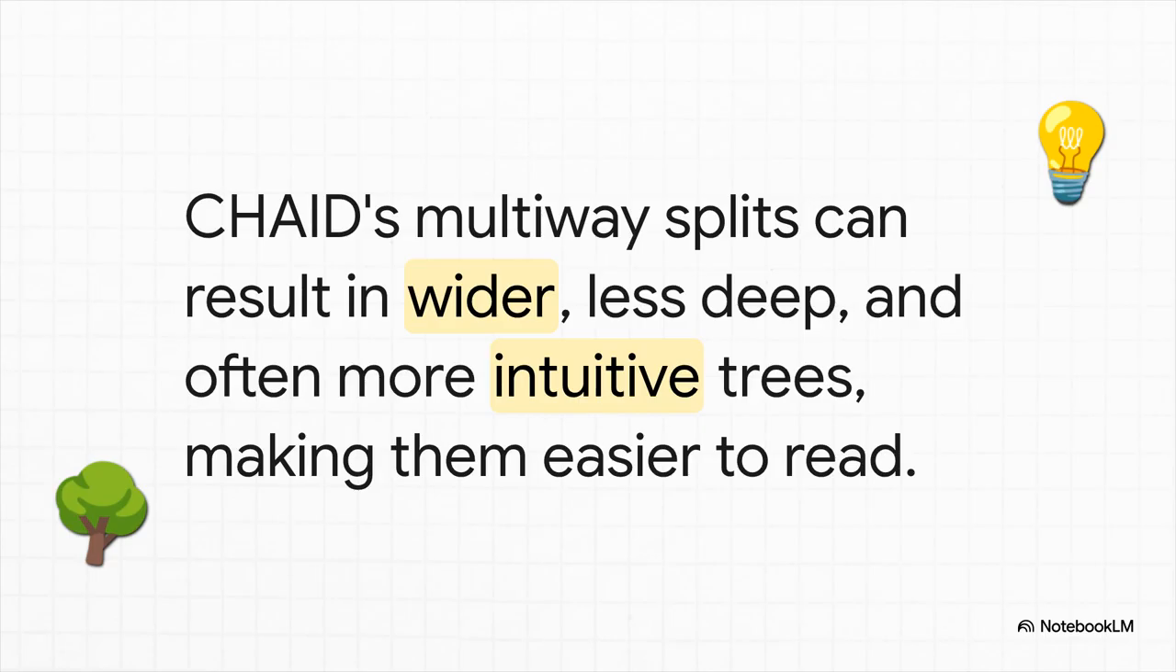And this isn't just a technical detail. It makes a huge difference in how easy the tree is to understand. CHAID's trees, because of these multi-way splits, tend to be wider and shorter. And you know what that means? They're often way easier to read and explain to someone who isn't a data scientist. That's a massive win if you ever have to present your findings to, say, a marketing team.